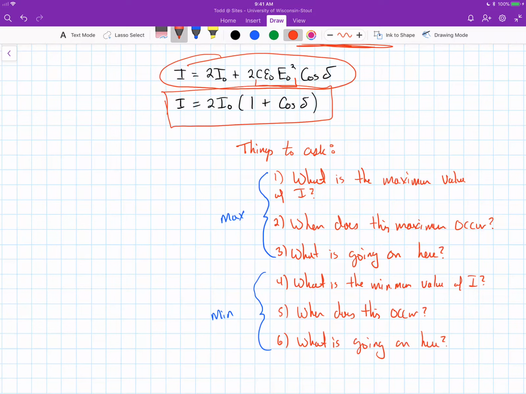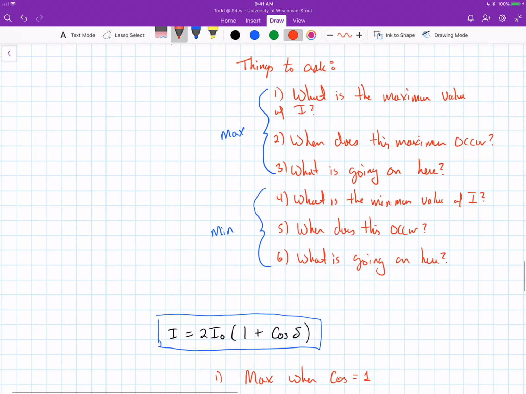So whenever you come across equations, you really want to ask yourself this. Try to look at the limiting cases. What are the maximum and the minimum? What's happening? When does this occur? Just get in the habit of asking these questions. And so let's go ahead and answer those questions.